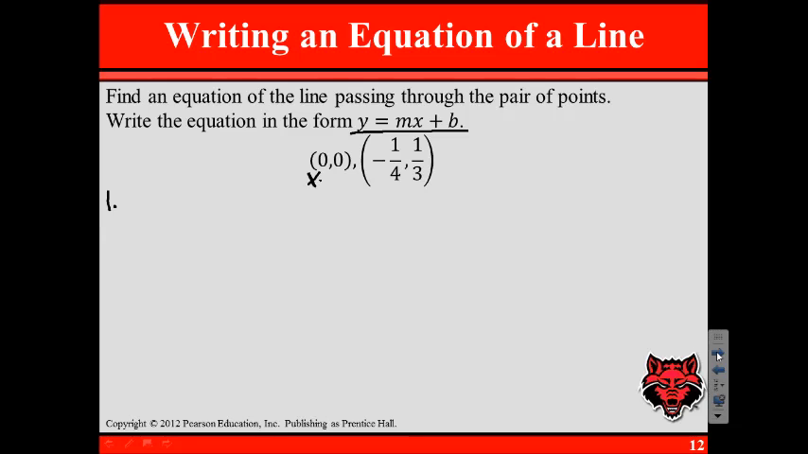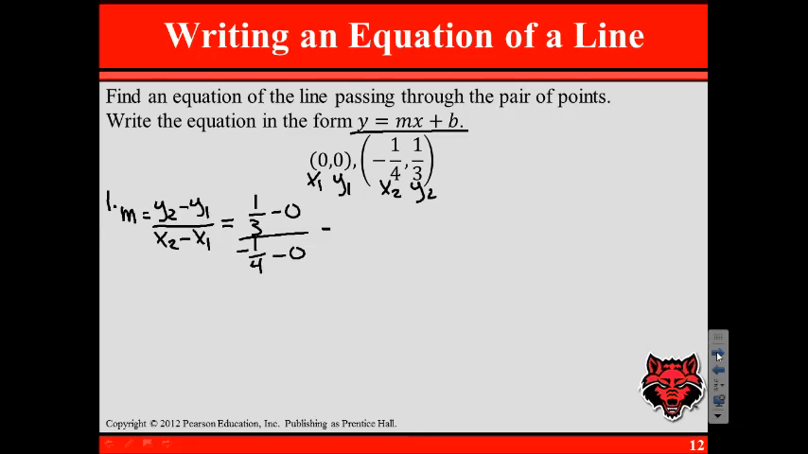We will start by labeling our points, x1, y1, x2, y2. We write our slope formula, m equals y2 minus y1 over x2 minus x1. We plug in the labeled information, and we have 1/3 minus 0 over negative 1/4 minus 0. Just like I've said many times now, if we add or subtract 0, that's more or less worthless. So we cross out those zeros, and we have 1/3 divided by negative 1/4.